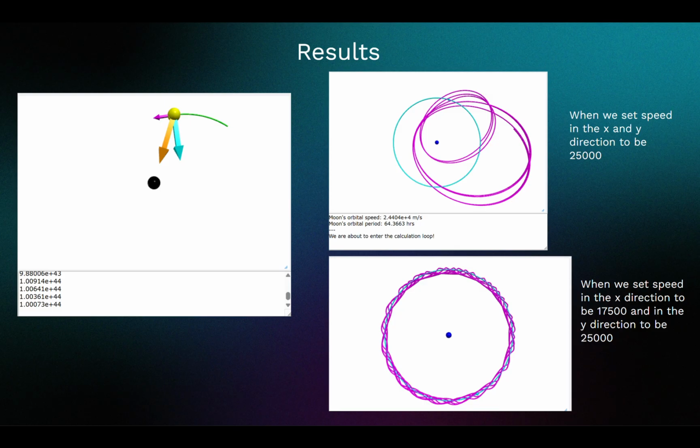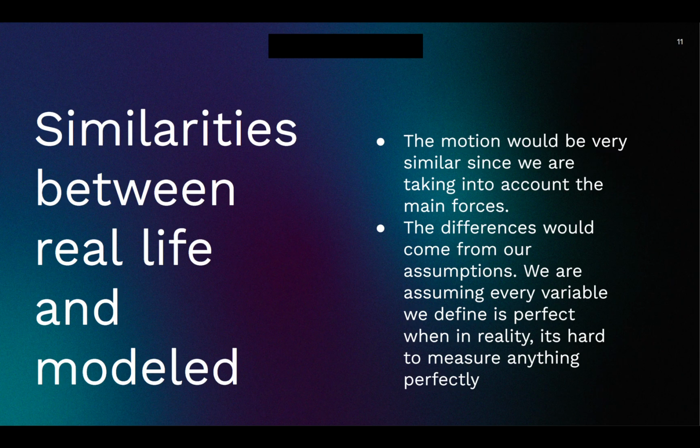When we set the speed in the x and y direction to be 25,000 meters per second in the positive direction, we find that it orbits the planet and the moon without any crashes. And this is what we want, but when we set the x direction to be 17,500 in the positive direction and the y to be 25,000 meters per second in the positive direction, we find an even better orbit of our ship around the moon and the planet. I found it hard to find an accurate answer, and we just did it through trial and error to find what works best.